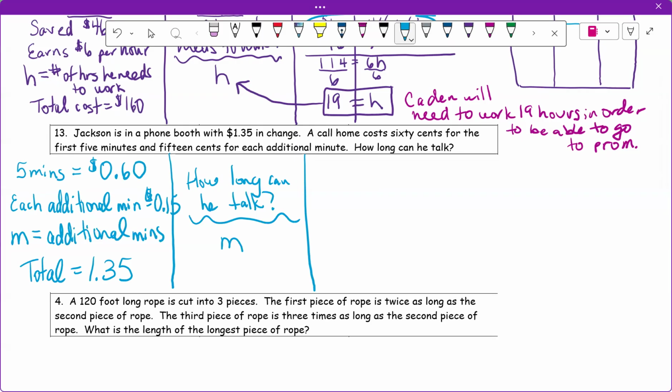Okay, so here we go. Our total goes on one side of the equal sign. We know our constant is for the first 5 minutes. We already know that's a base cost. It is not changing. But then we have additional minutes at 15 cents per minute. So there's your equation set up. Now your job is to go solve for M. Once you solve for M, remember that's your additional minutes, but it's asking how long can he talk? So in the pop-up box, make sure you're figuring out how long he can talk in total, and then write a sentence.